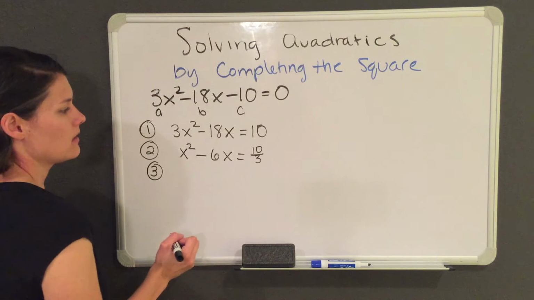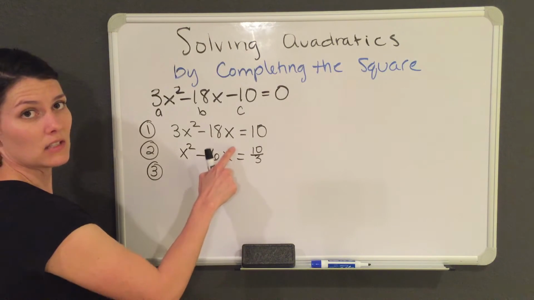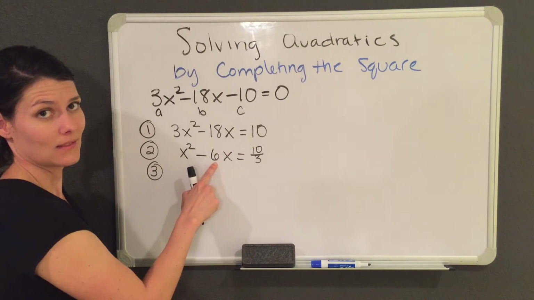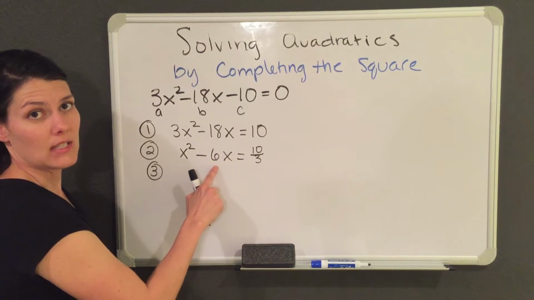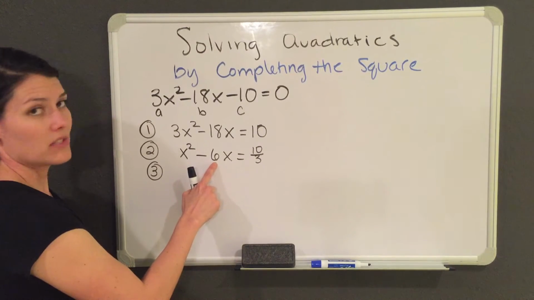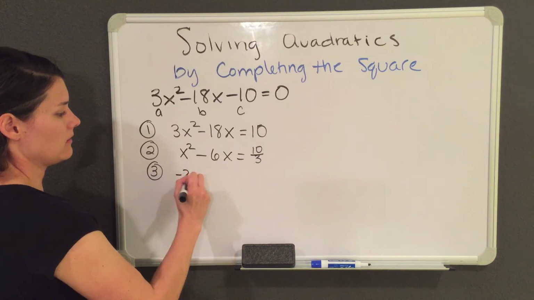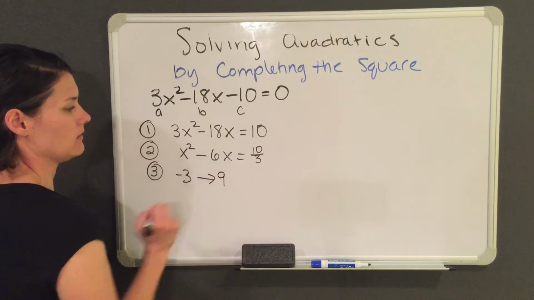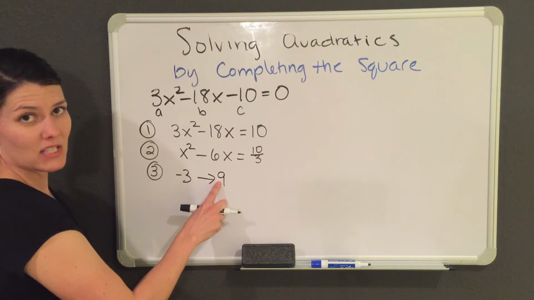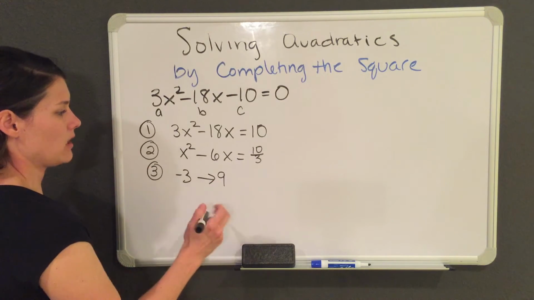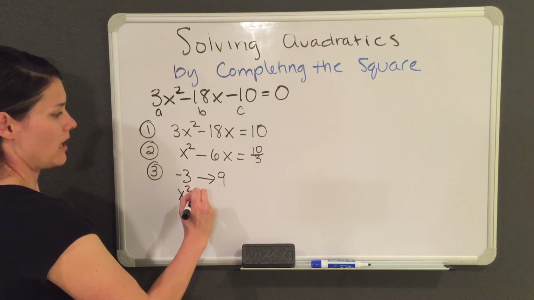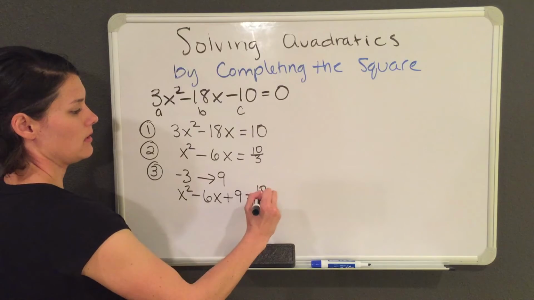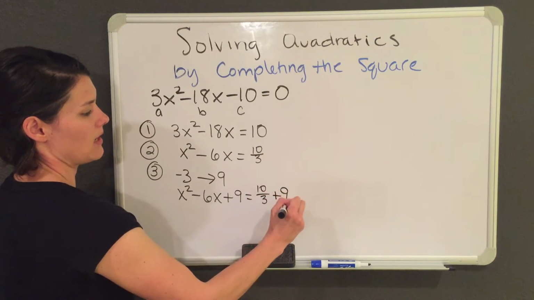On step 3, you're going to take the number in front of x to the first, and you're going to half it, then square it. The number in front of x to the first is negative 6. So negative 6 halved is negative 3. And then negative 3 squared is a positive 9. You're going to take positive 9 and add it to both sides of the equation. We have x squared minus 6x plus 9 equal to 10/3 plus 9.